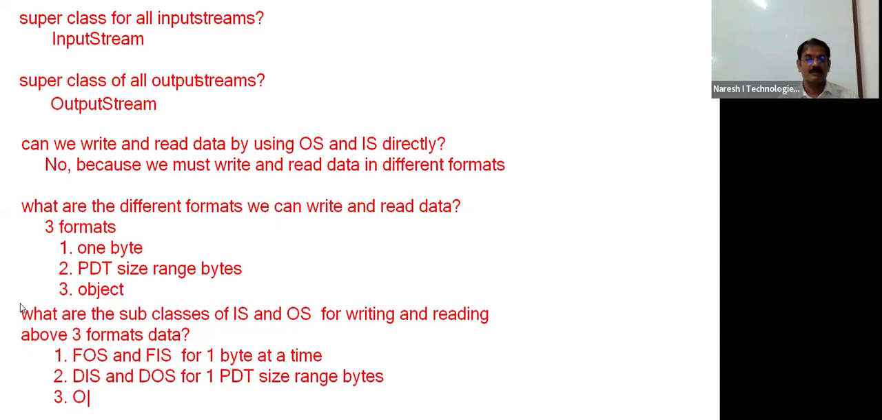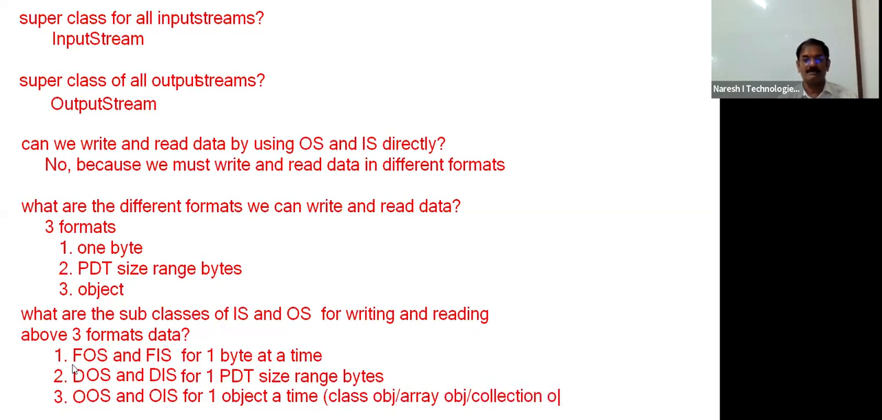Third, OOS and OIS for 1 object at a time. That object can be either class object or array object or collection object.